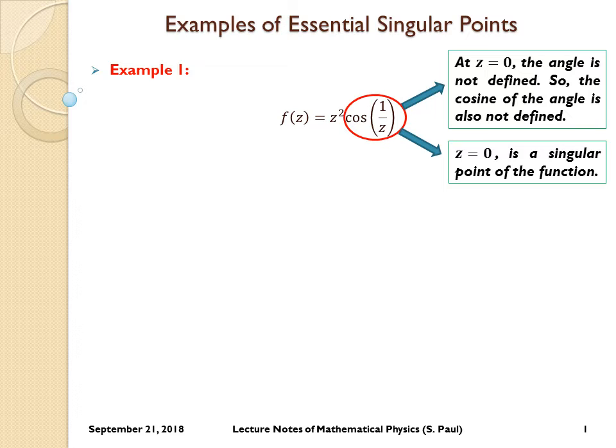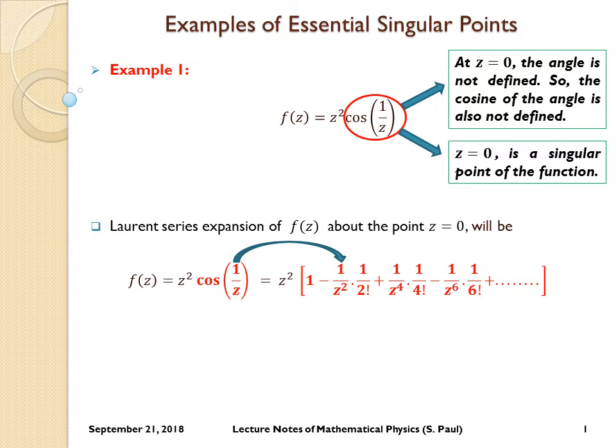Next, we have to check the nature of singularity of z equal to 0 for the given function. That means we have to check whether z equal to 0 is an essential singularity, a removable singularity, or a non-essential singularity for the function. For that, we have to calculate the Laurent series expansion of the given function about the point z equal to 0.